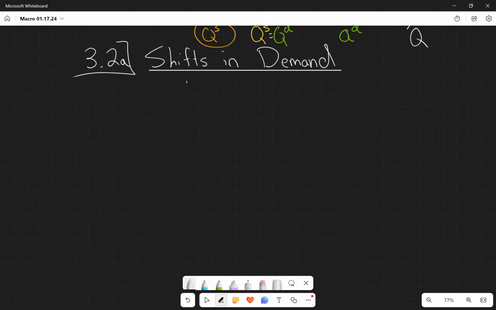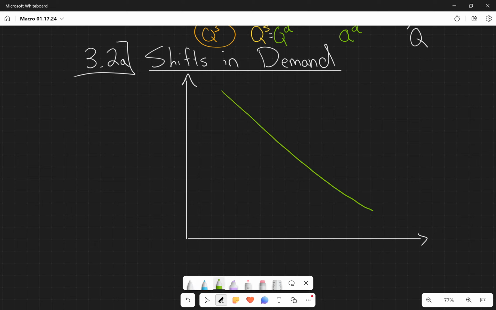So I lied before. I said that we were never going to separate them, but we're going to leave them separated for right now, just because it's going to be easier, I think. We got a demand curve here, and then, all right. So the first factor that's going to influence our demand is going to be our income.